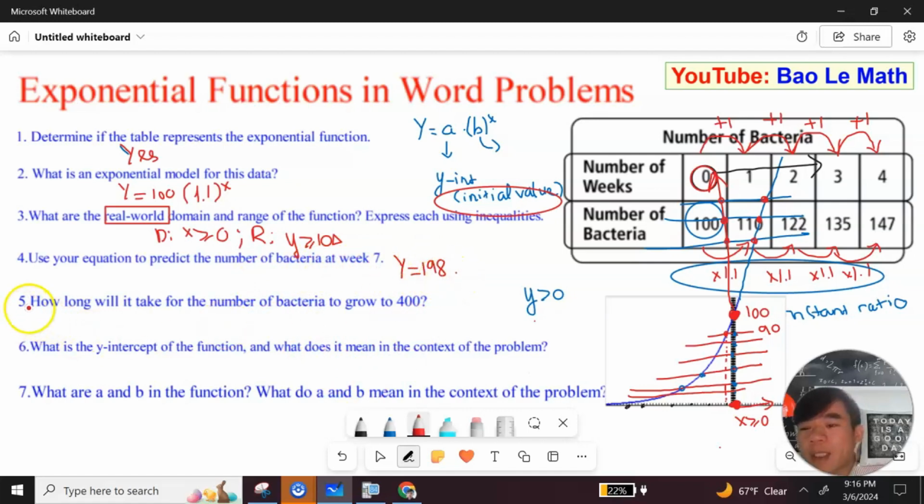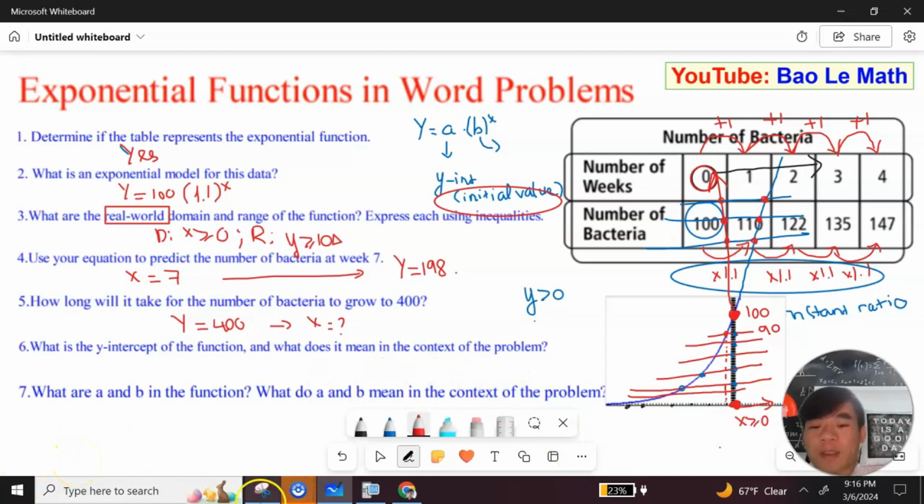Okay, next one, number 5. How long will it take for the number of bacteria to grow to 400? Now, in question 4, they give you x equals 7, and they ask you to solve for y. In number 5, they give you y equals 400, and they ask you to solve for the x value. Now, you have 3 different ways to do this one.